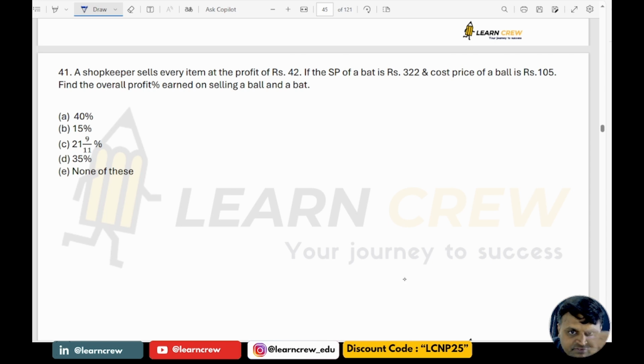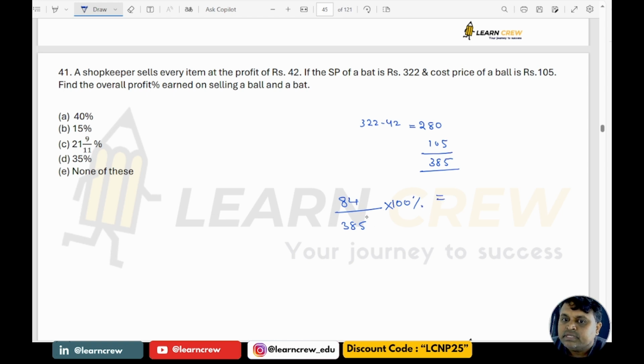Next, a shopkeeper sells every item at a profit of 42 rupees. If the selling price of a bag is 322 and the cost price of a ball is 102, find the overall profit percentage earned on selling a ball and a bag. So 322 minus 42 is how much? It is 280. 280 is the cost price of the bag, and 105 for the ball. 280 plus 105 is 385. 385 is the overall cost price, and on every item there is a profit of 42. Overall profit is 84. 84 on 385 is what percentage?